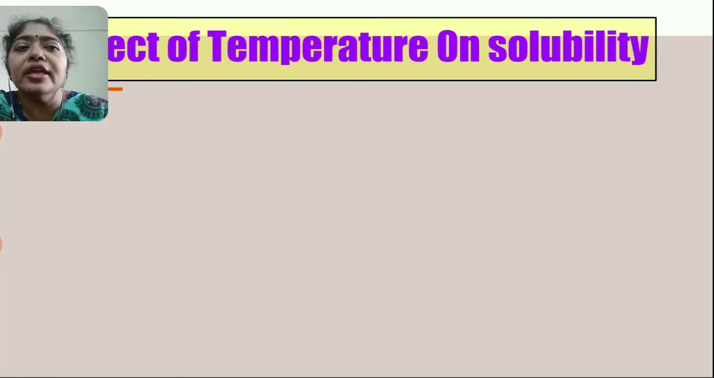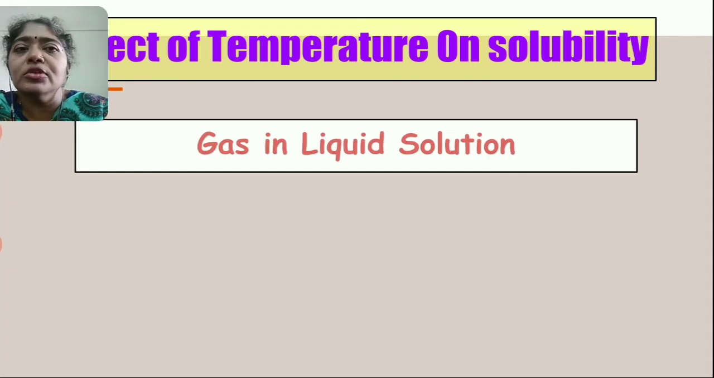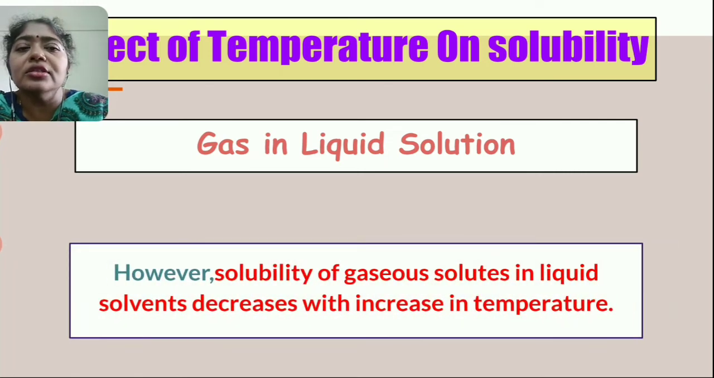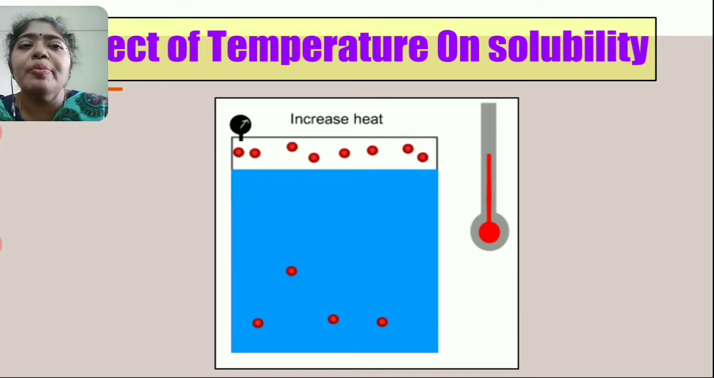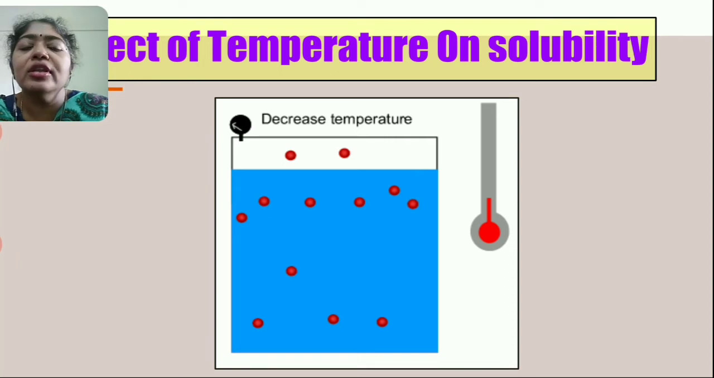Now what happens in the case of a gas in liquid type of solution? What is the effect of temperature on the solubility of a gas when it is dissolved in a liquid? Here it is seen that there is an inverse relation. That is, as the temperature increases, the solubility of the gas in the liquid solvent decreases. You can see here in this representation, as the temperature increases, the gas molecules escape from the solvent into the gaseous state. That means the solubility has decreased. And when the temperature decreases, the gas molecules once again enter into the liquid solvent.